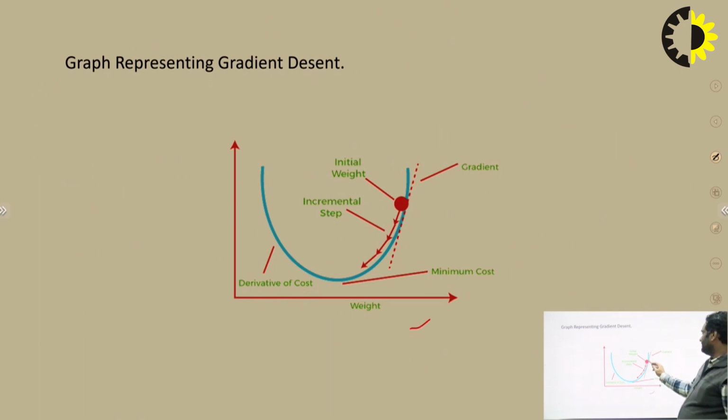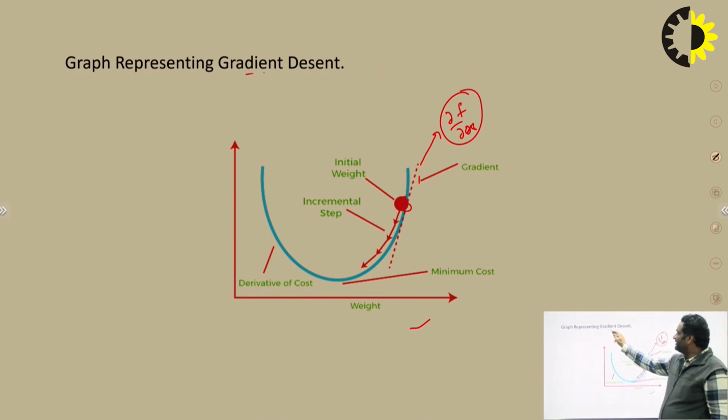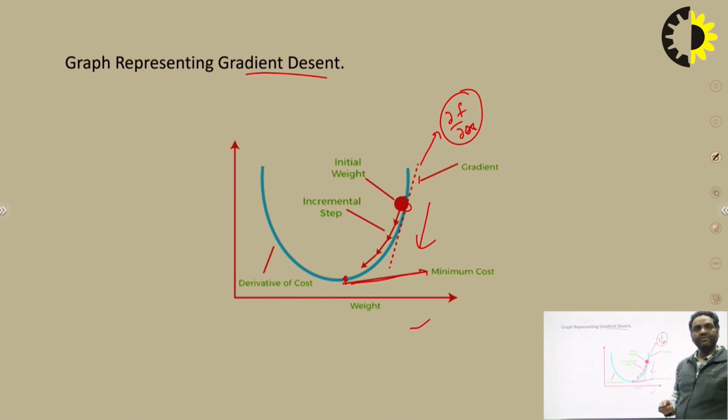Graph wise we can see this is our first point, initial weight, initial value. Again, this is our tangent, or we can say df upon dx, gradient. Incremental step. Gradient descent always finds the minimum value, so we have to move in this direction. Next will be this one, then this one, then this one, then this one, and last we will find the minimum cost, or we can say minimum value.